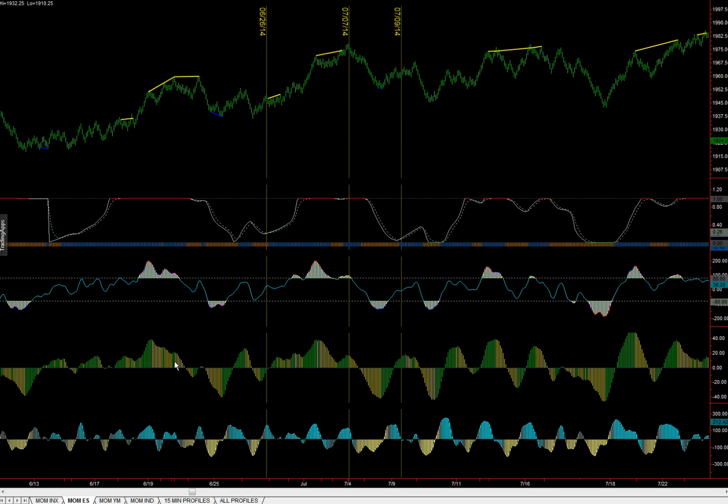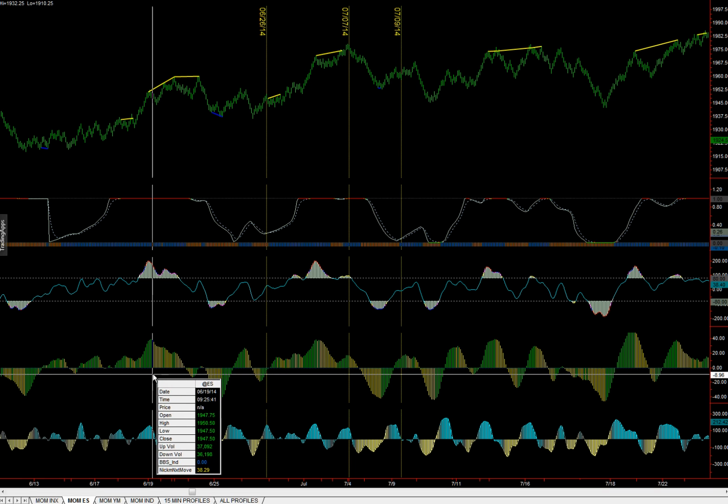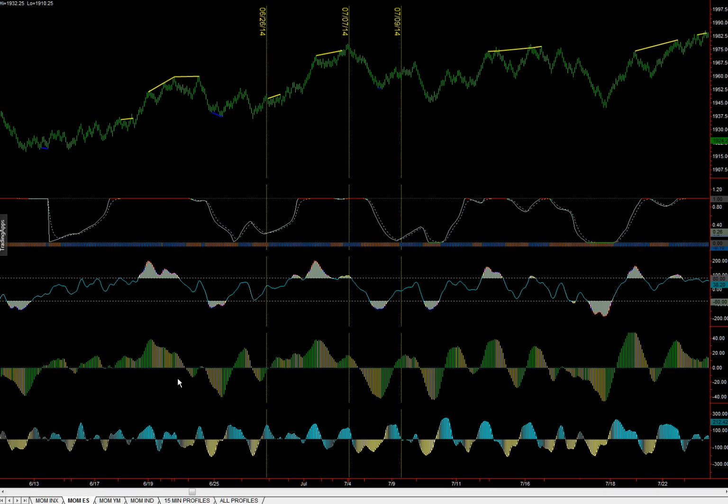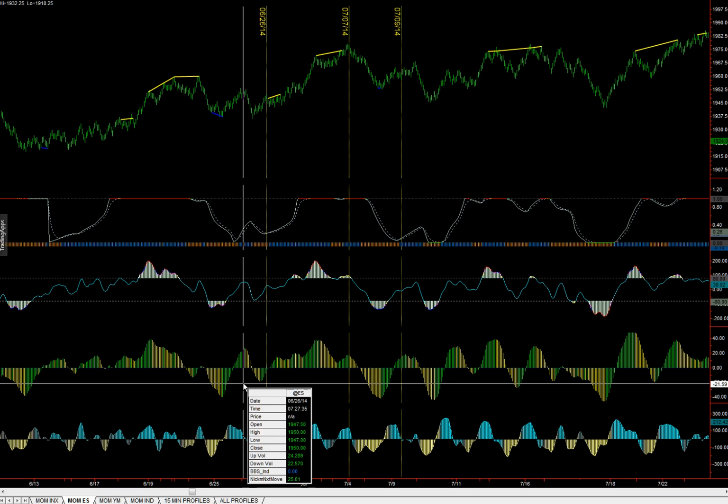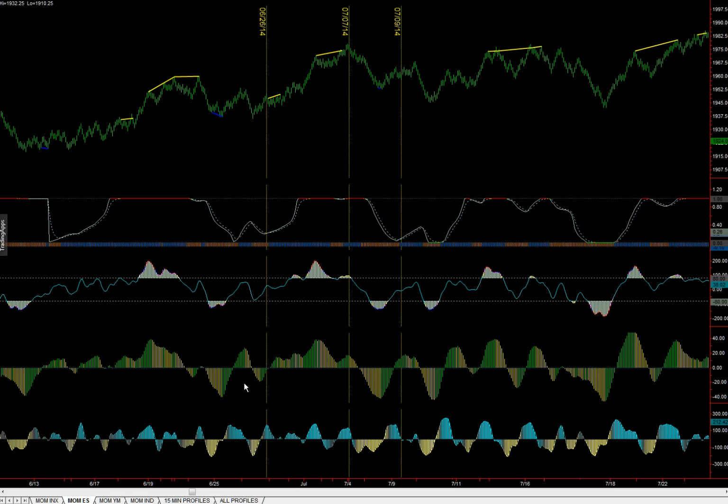The indicator in subgraph 4 is giving us information about the volume activity. We have positive volume plotted in green, negative selling action taking place here when we turn yellow. That further helps us to identify these changes in direction.